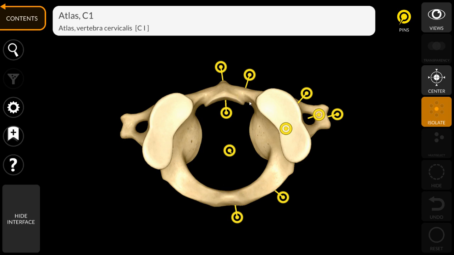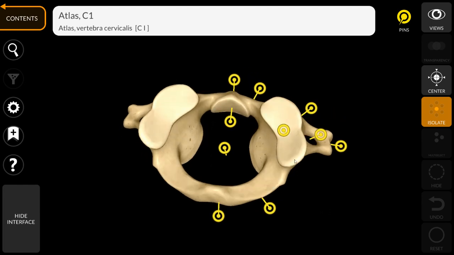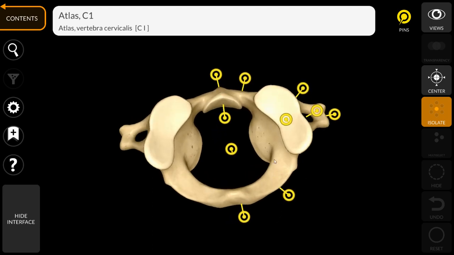If you can see, this structure is quite big. This vertebral foramen for C1 is very big. Why? Because, as you know, toward the skull the spinal cord becomes enlarged, because this spinal cord will soon develop into the medulla oblongata. So this is C1.